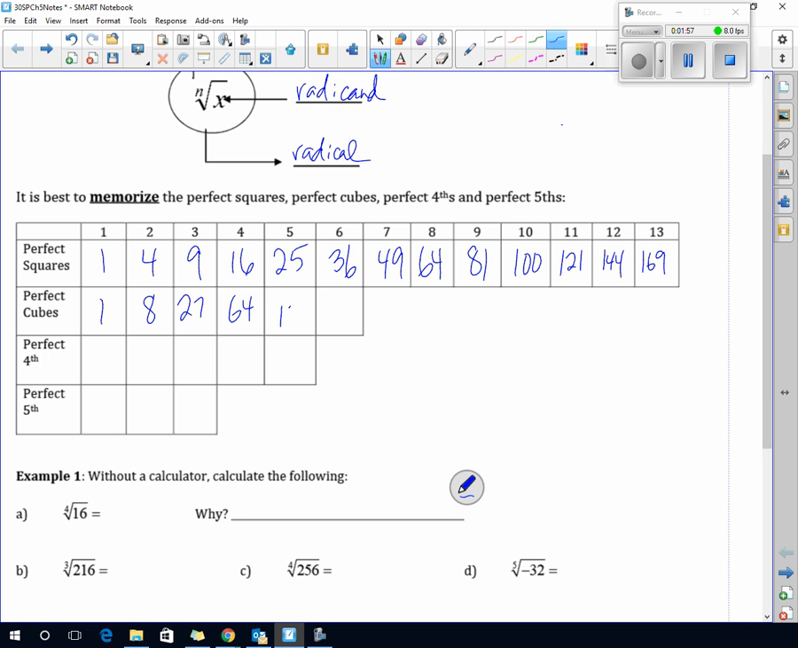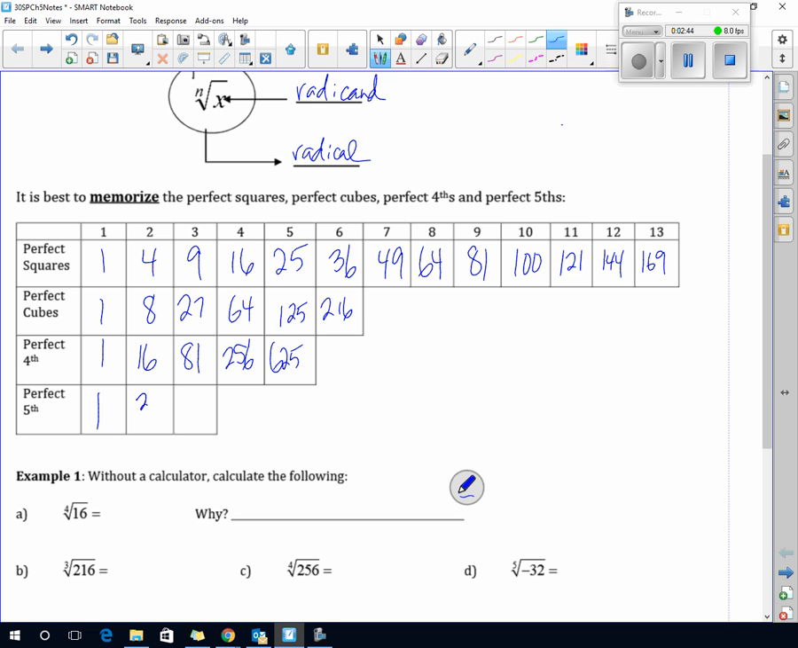Okay, perfect fourth. You don't use perfect fourth too often, but let's just do it for fun. 1, 16. What's 3 to the power 4? 81. It's escalating very quickly. 256, 625. Okay, perfect fifth. 1, 32. 3 to the power 5 is 243.